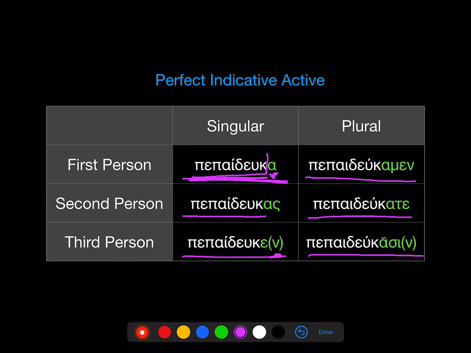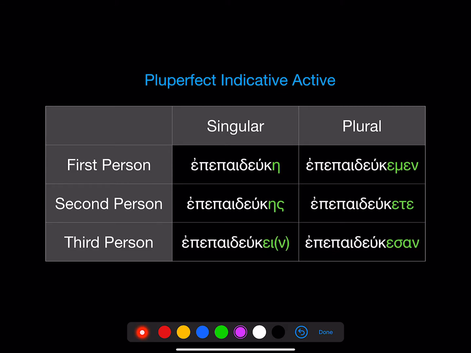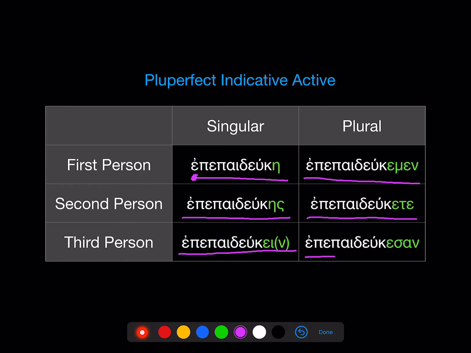Pepaideukasin, they have taught. And the pluperfect indicative active, if possible, we're going to augment that fourth principal part. We'll talk about what if possible means in a moment. And we add the pluperfect indicative active ending. So epepaideukein, I had taught. Epepaideukeis, you had taught. Epepaideukei(n), he had taught. Epepaideukeimen, we had taught. Epepaideukeite, y'all had taught. Epepaideukesan, they had taught.